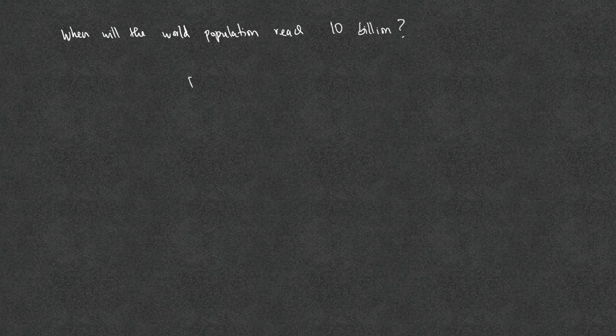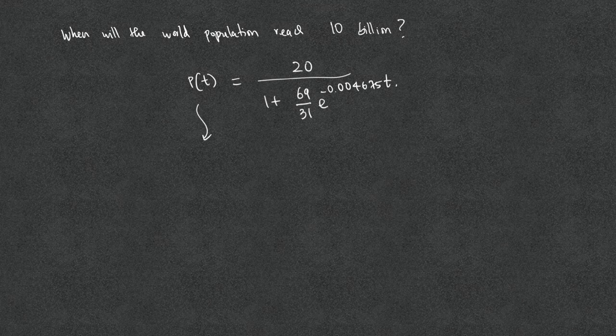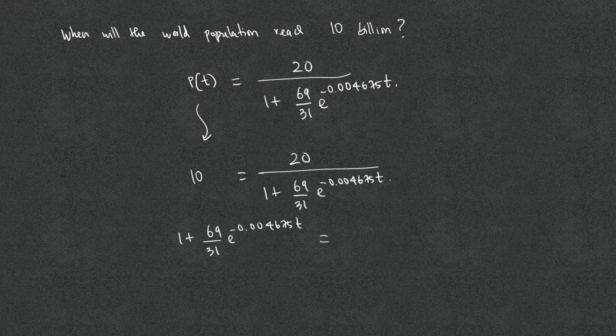Suppose we want to know when the world population will reach 10 billion using our logistic model, which is P of T equals 20 over 1 plus 69 over 31 e to the negative 0.004675 t. Thus, we want P of T to be 10 billion. Plugging 10 into P of T, we simply need to isolate T. First, we isolate 1 plus 69 over 31 e to the negative 0.004675 t, which is 2.